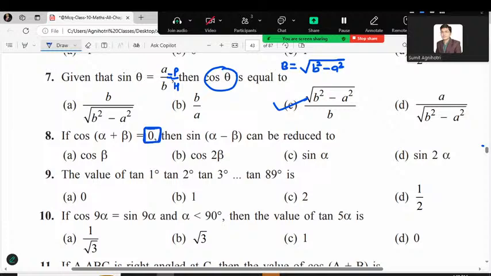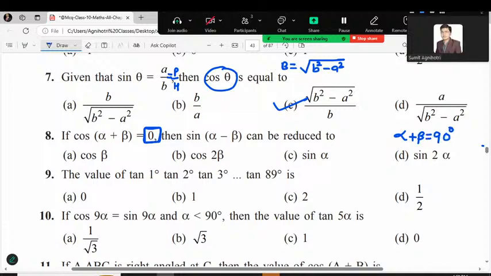Cos alpha plus beta is 0, and cos is 0 at 90 degrees. That's why alpha plus beta are complementary. Understood.